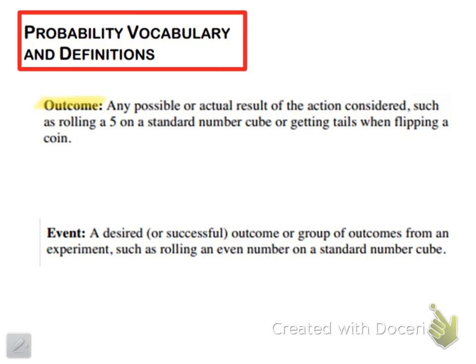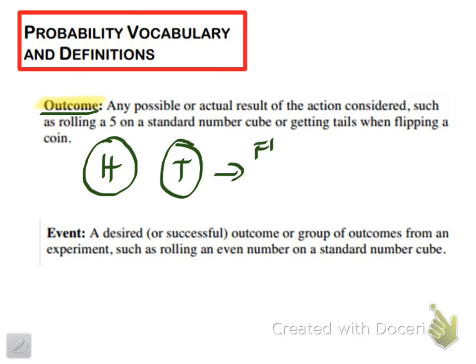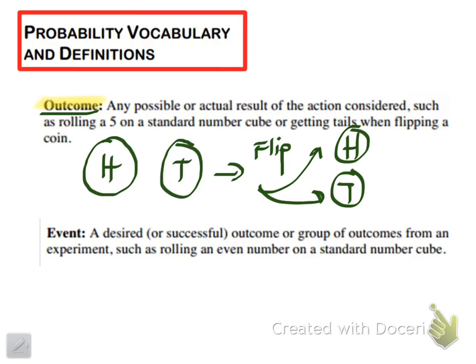So, an outcome is any possible or actual result of the action considered, such as rolling a 5 on a standard number cube or getting tails when flipping a coin. So, when we're thinking about probability, an outcome is anything that happens. If you have a coin that's heads or tails, and you're like, okay, we're going to flip this coin, you have two outcomes. One outcome is you get a heads. Another outcome is you get a tails.